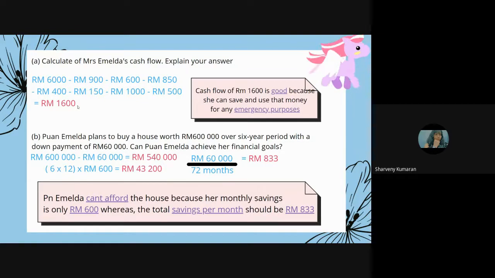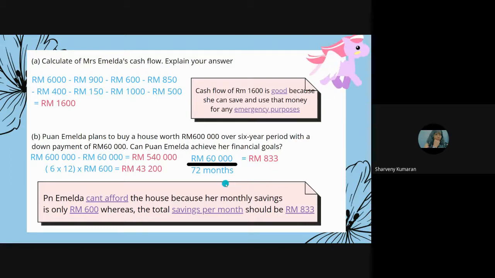Based on this question, we have to do a calculation to see whether Puan Amelda can achieve her financial goal. First, we subtract the down payment of 60,000 ringgit from the house value of 600,000 ringgit, so you will get 540,000 ringgit. Next, we divide 540,000 ringgit by 72 months, which is 6 years. You will get 833 ringgit.